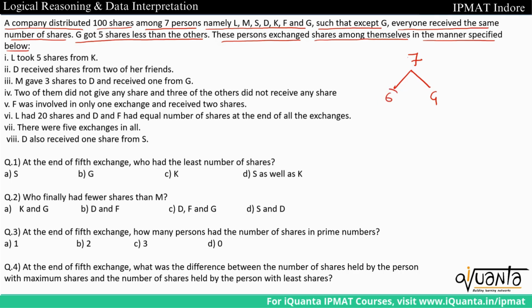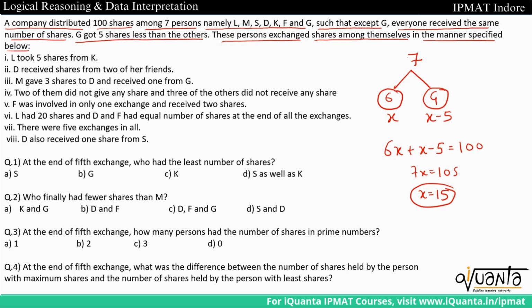So let these 6 persons get an equal number of shares equal to X, and G will be getting 5 shares less than the others. So G will be getting X minus 5 shares. So I can write the equation as 6x plus 1 person getting X minus 5. This will be equal to 100 shares, total 100 shares. So 7x will be equal to 105, X will be equal to 15. So that means 6 people will be getting 15 shares and G will be getting just 10 shares. I hope this is clear.